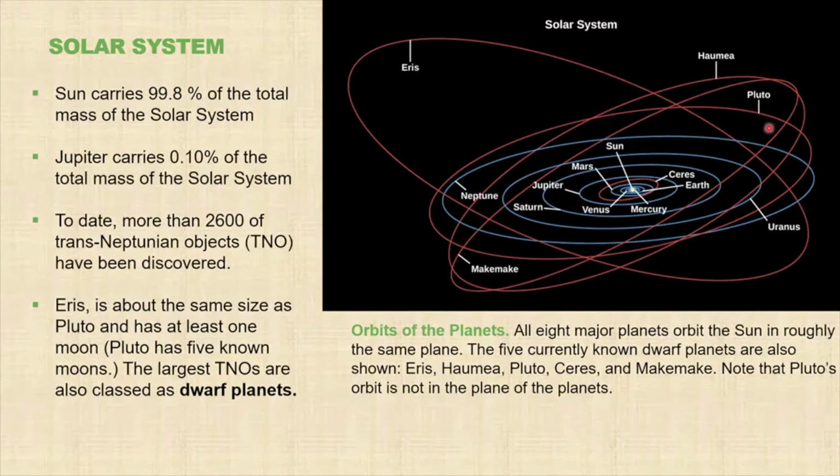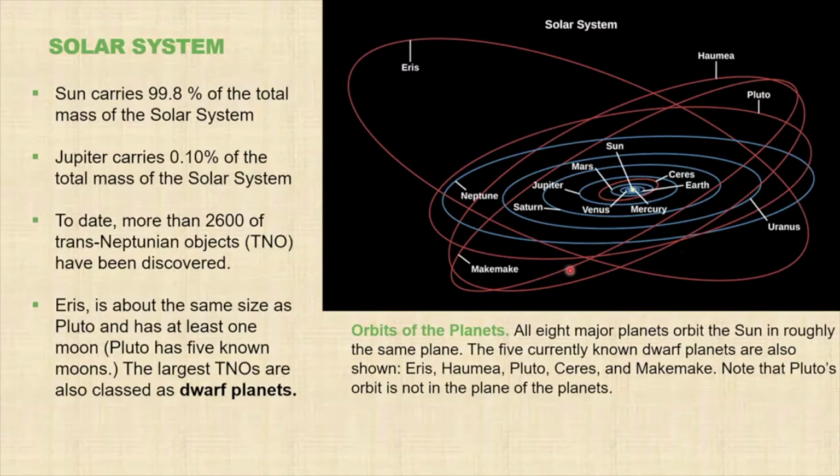There are other objects that orbit along in its orbit, and also there is a certain mass threshold. If the mass of that object is bigger than this, we call it a planet. If not, it's a dwarf planet or an asteroid. And again, these TNOs that are outside of Neptune's orbit are classified as dwarf planets. To date, there are more than 2,600 TNOs.